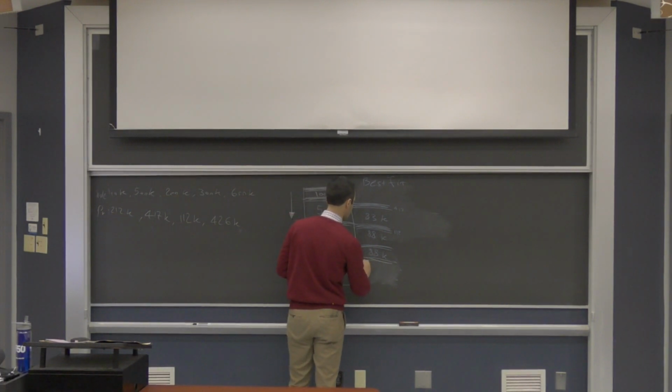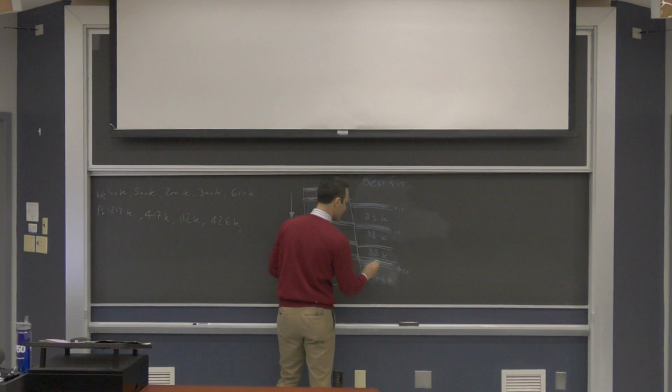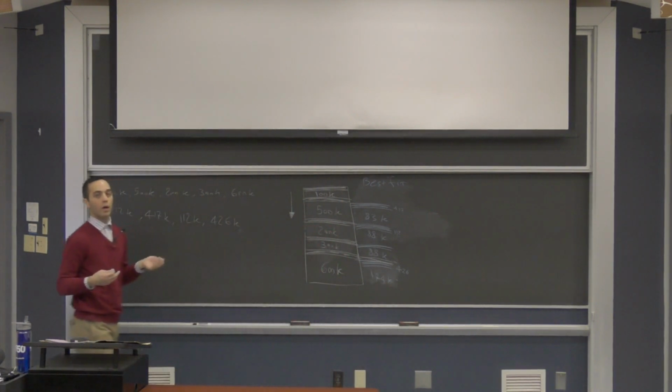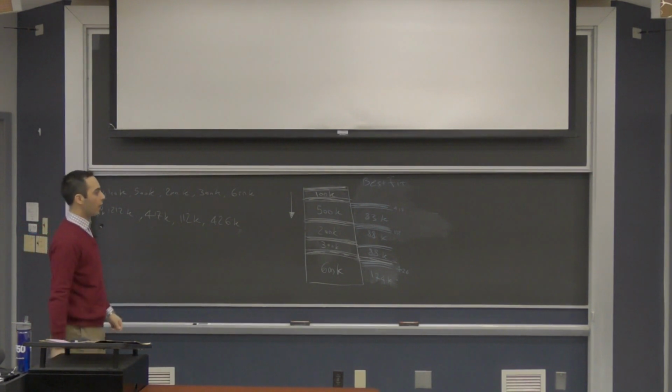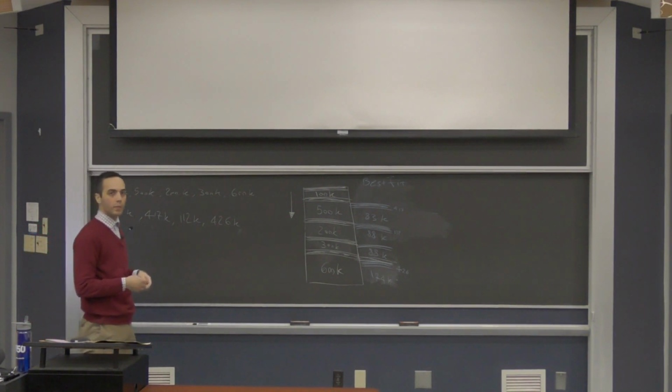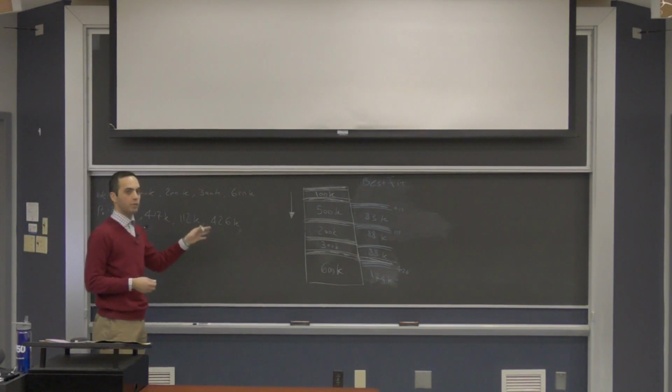So again, you allocate 426 in here, and then you have 174 available. So in this case, we could fit every one of these processes, and we have those fragmentations available. All right? Any question in best fit?